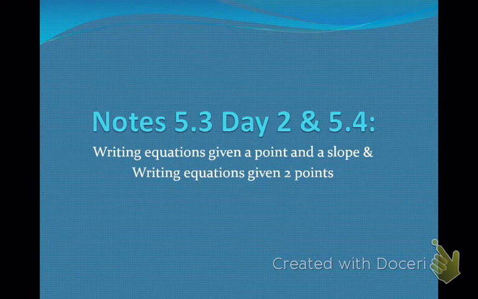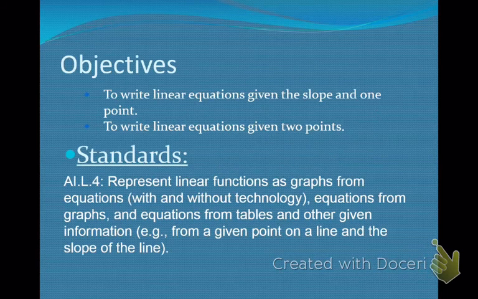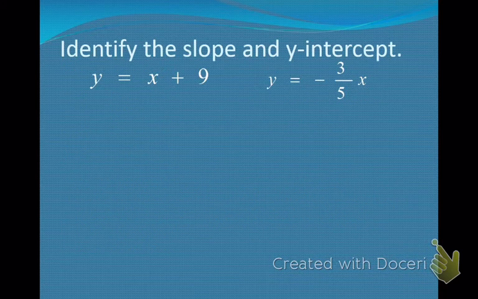Okay, so we're going to keep talking about writing equations of lines, but we're going to change up the information that we have, and we need to be able to write the equation of a line no matter what information we've got. By the end of today, you should be able to write a linear equation if you have the slope and a point, or if you have 2 points. We should be able to come up with the equation of a line.